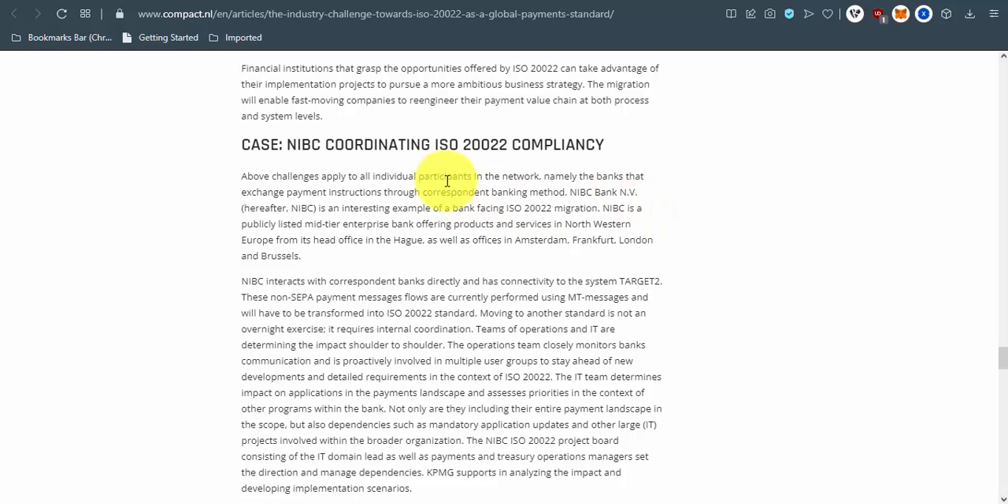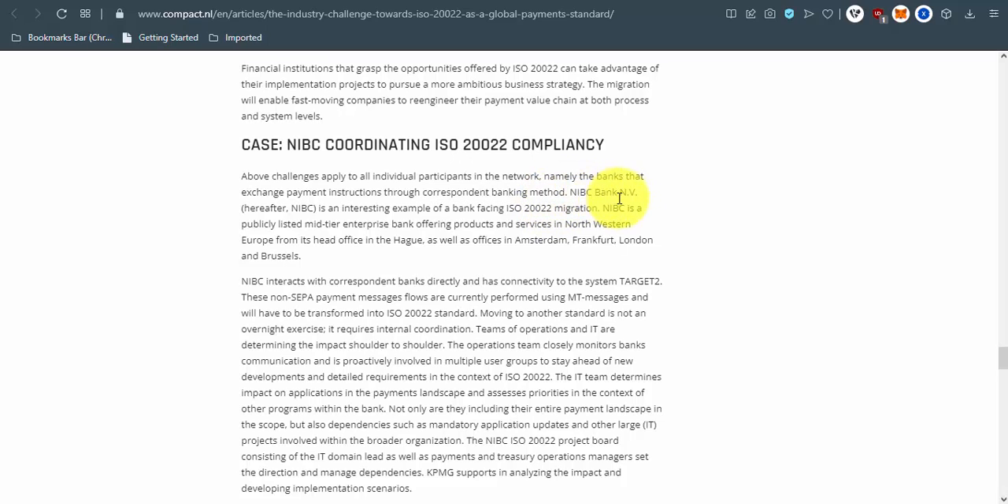So why are they mentioning that there are challenges with ISO 20022 migration to all individual participants in the network, namely the banks that exchange payment instructions through the correspondent banking method? Because the RTGS system for cross-border payments is still going to be done by correspondent banking. ISO 20022 is just for the messaging layer between these banks.